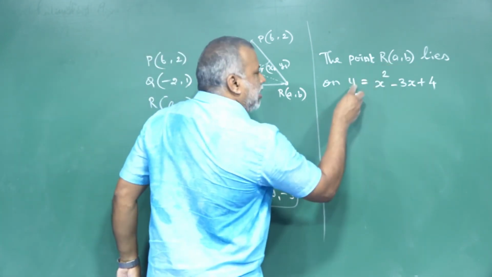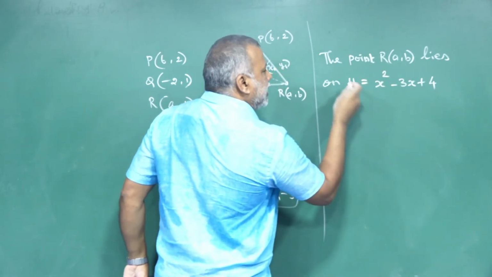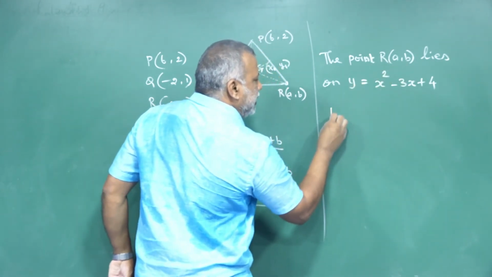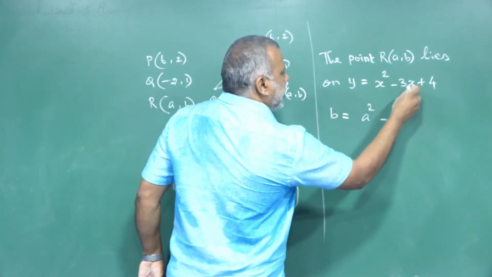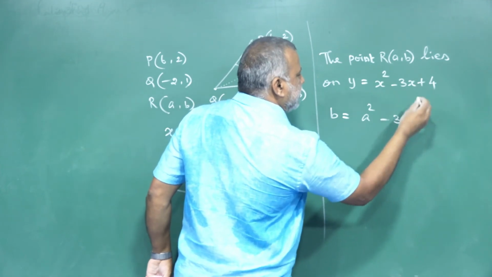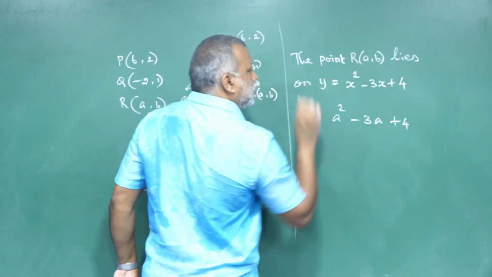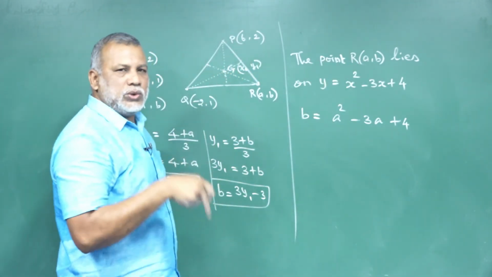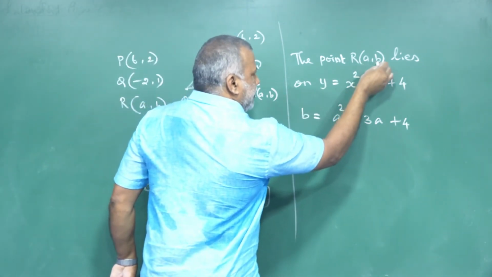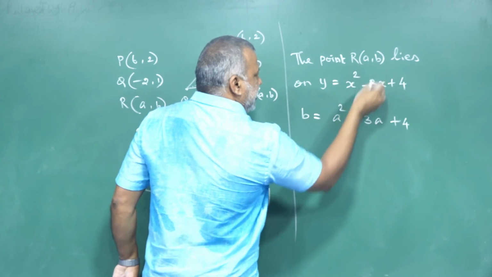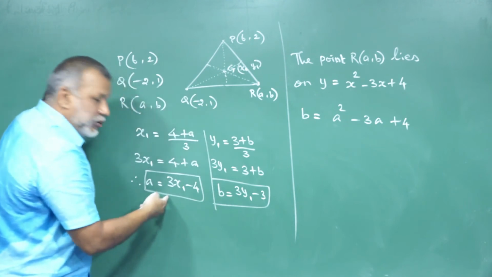This point lies on means this equation is passing through the point. So we can substitute here, instead of y, I can substitute b. That means b equal to a squared minus 3a plus 4, where x is replaced by a. Lies is nothing but the equation passing through the point a, b. So replace x, y with a, b: x is replaced by a, y is replaced by b. For this only we already found out the values of a, b.